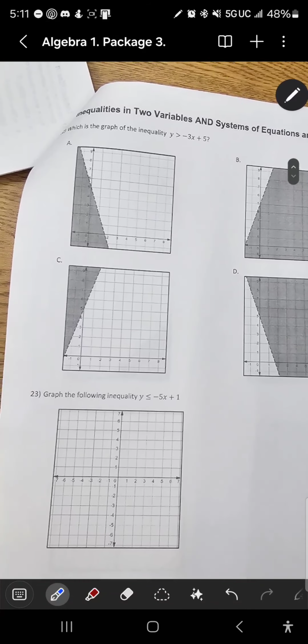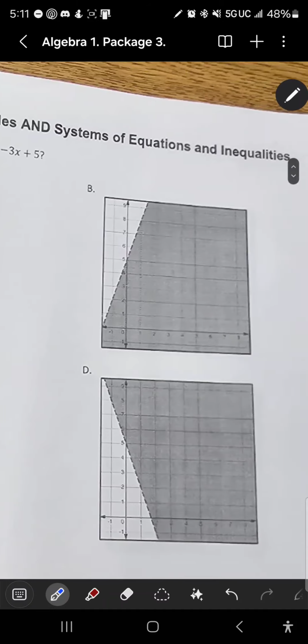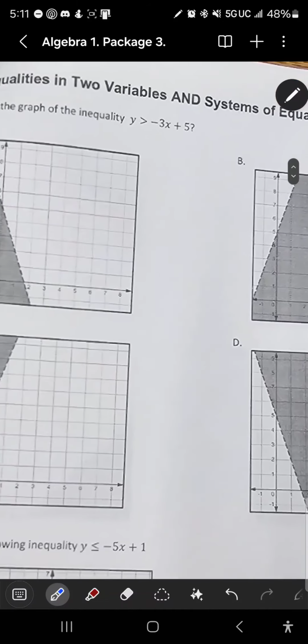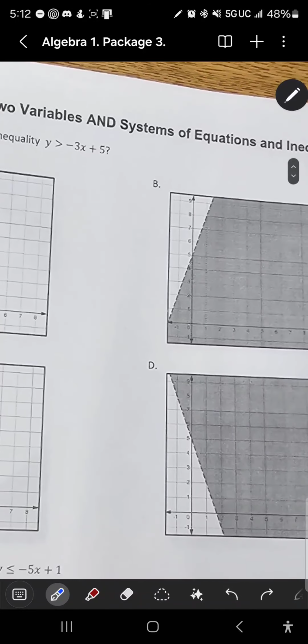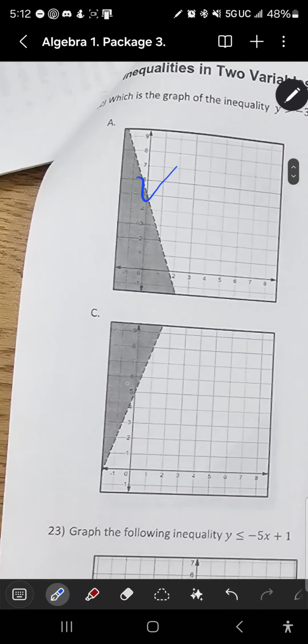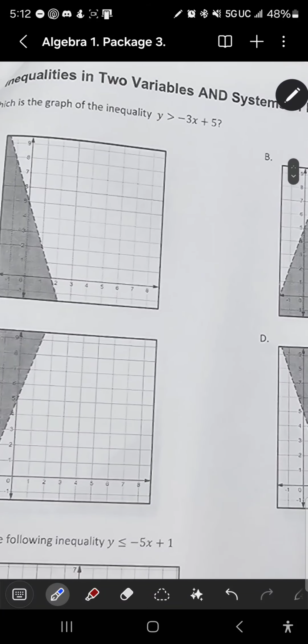Now let's continue. Which is the graph of the inequality y greater than negative 3x plus 5? So first of all, let's do the easy part, the y-intercept 5. So let's see. Okay, the y-intercept here is 5, here is 5, here 5, and here is 5. So there's nothing we can do with the y-intercept. We're good with that.